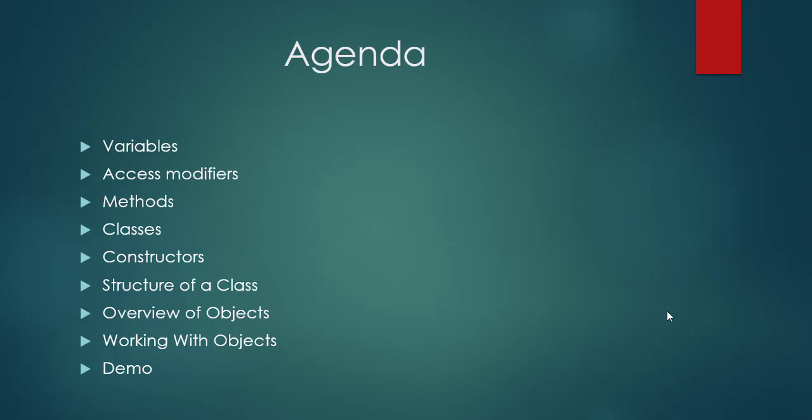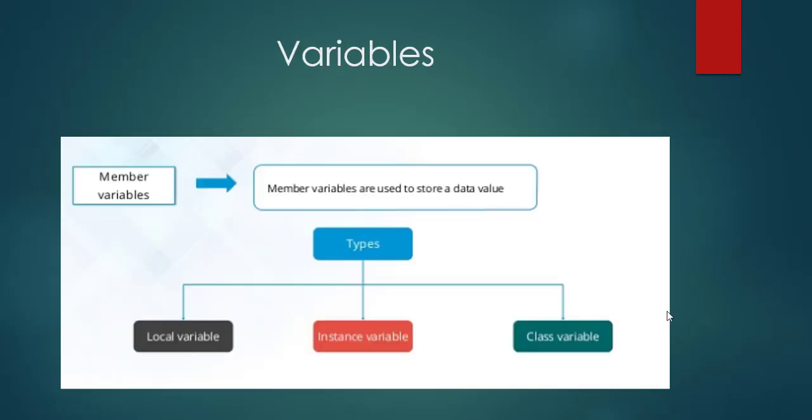The video agenda is we will discuss variables in Java, access modifiers. Access modifier means how we can access these variables from different classes, methods, and we will discuss the methods, classes, constructors, structure of a class, overview of objects, working with objects, and the last, or maybe in the next video, we will demonstrate a demo. Variables are used to store data and values.